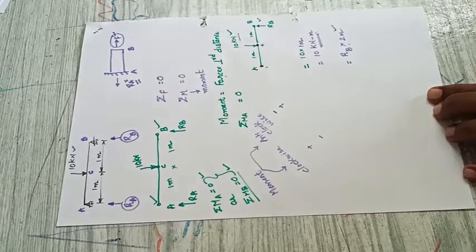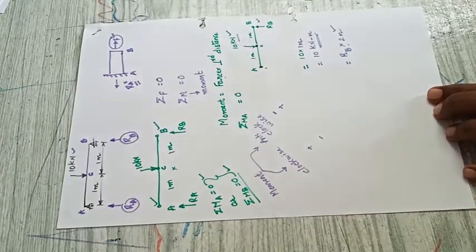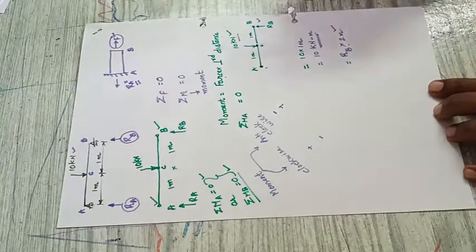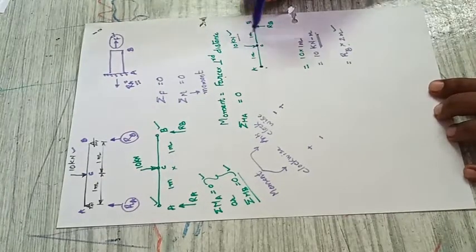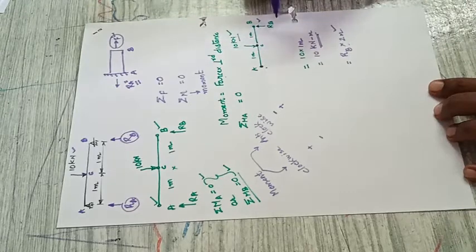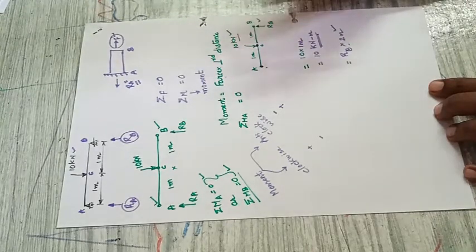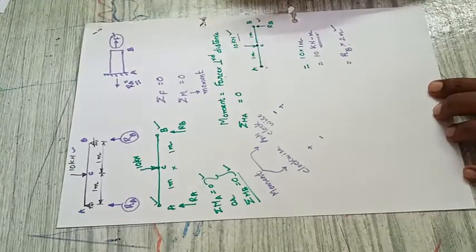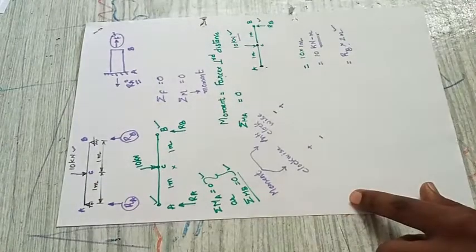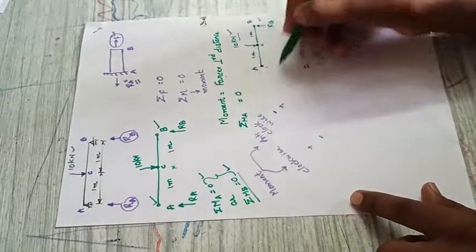And here it's very, very important that you have to understand how we are taking the clockwise as well as anti-clockwise direction. This force 10 kilonewton, whether it is giving a clockwise or anti-clockwise, this RB, whether it is giving a clockwise or anti-clockwise moment. So let us understand. See, first of all, I will take this 10 kilonewton.